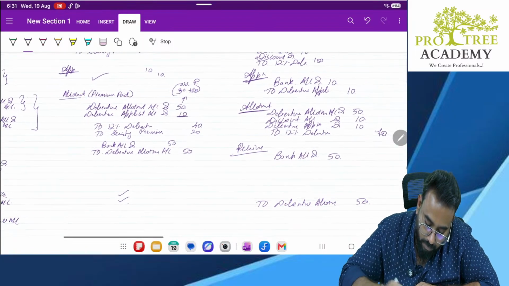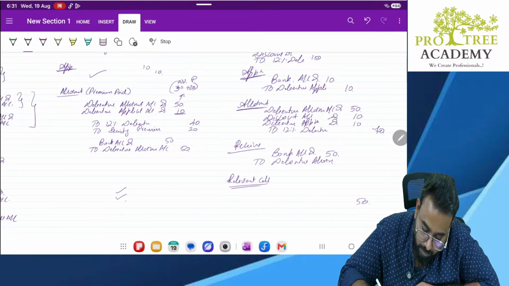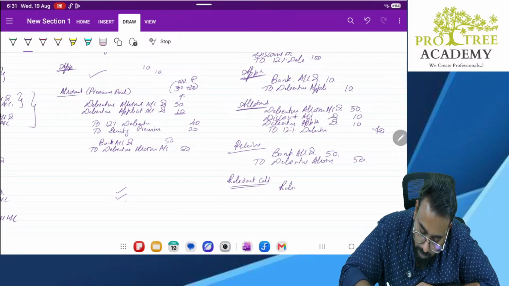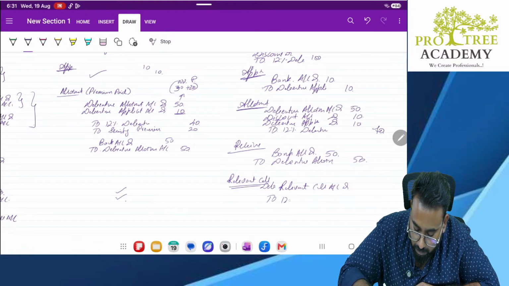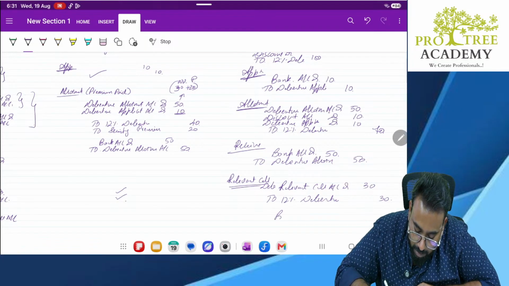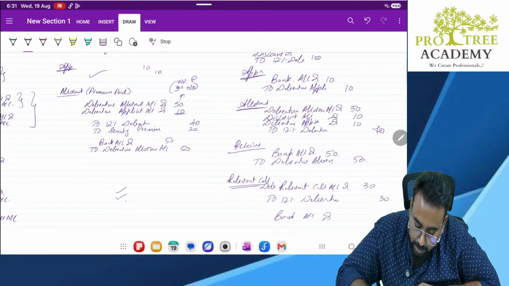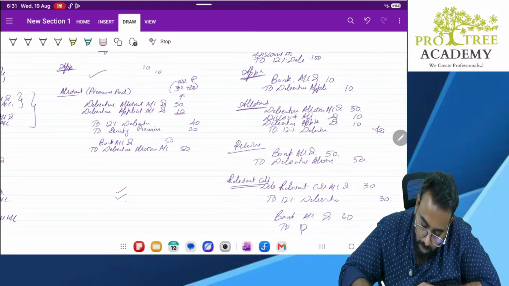Next, the relevant call, correct? Debenture relevant call account debit to 12% debentures. What is the balance? 30, 30. Clear? That will be collected in the bank. Bank account debit 30 to debenture relevant call.